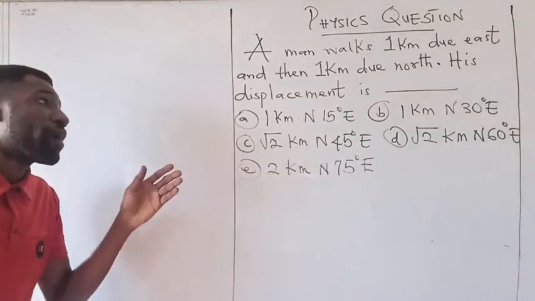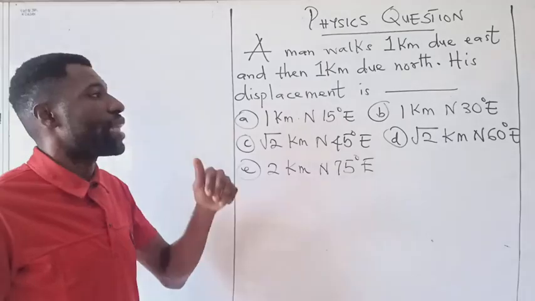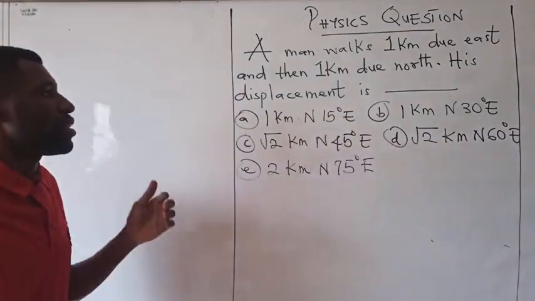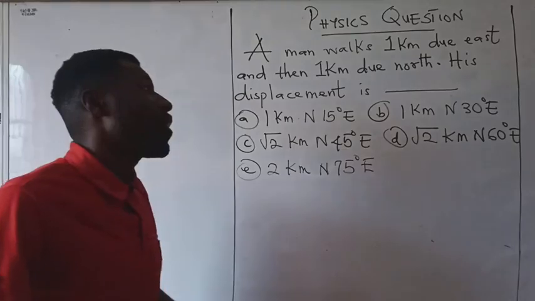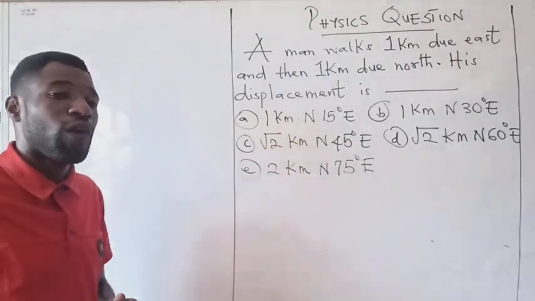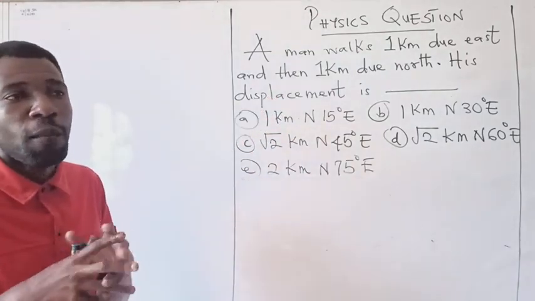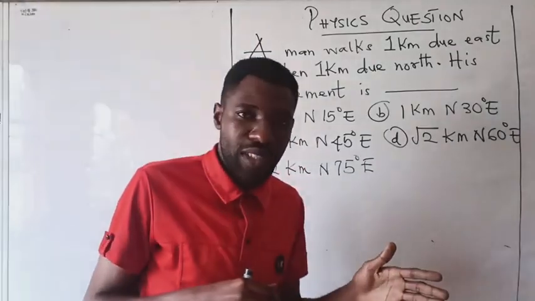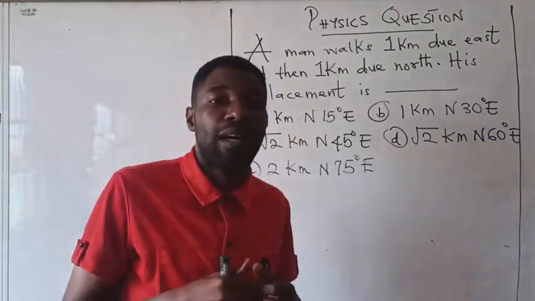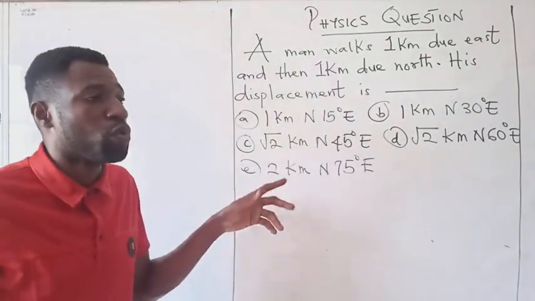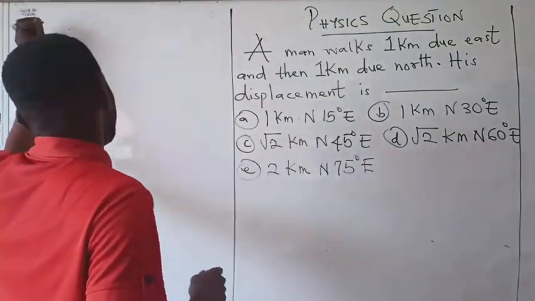So we have a man who walks 1 kilometer due east and then 1 kilometer due north. We want the displacement, and we have several options on the board. Now, before I go into this question, you must understand first of all that there are two quantities in physics that give students a lot of problems, mostly when they are given questions to solve.